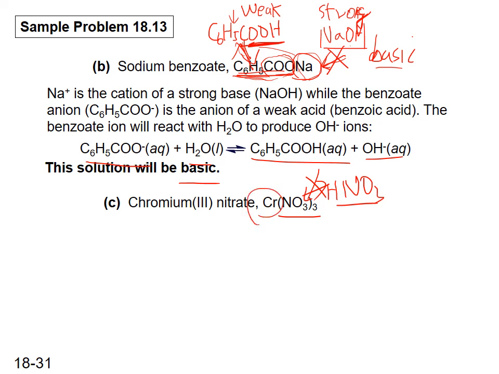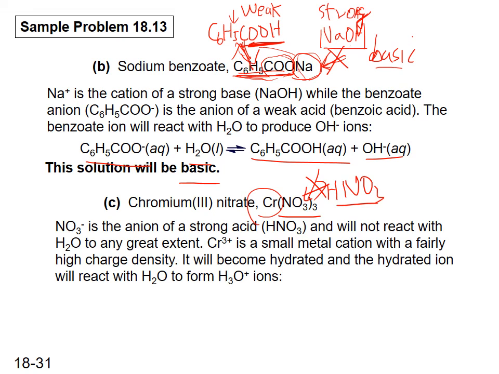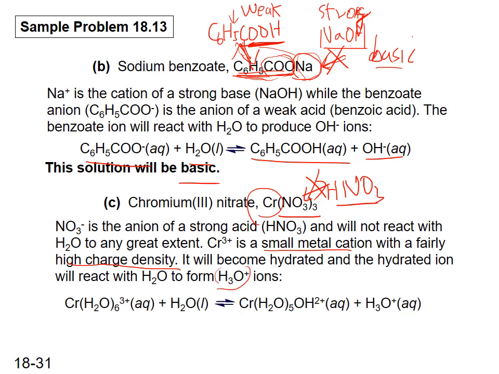Now chromium is a small metal cation with fairly high charge density. As we showed before, this cation will be hydrated, and the hydrated ion will react with water to form a hydronium ion, and this is the reaction. It's hydrated with 6 waters, and then one of the waters becomes hydroxide. The proton goes to water, becomes a hydronium ion, and that makes the solution acidic.